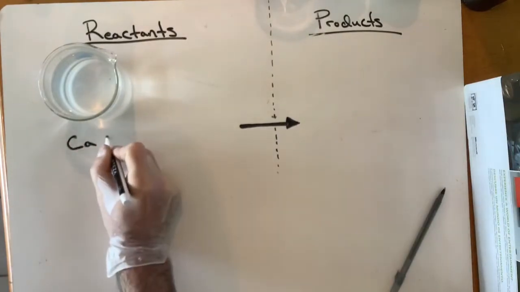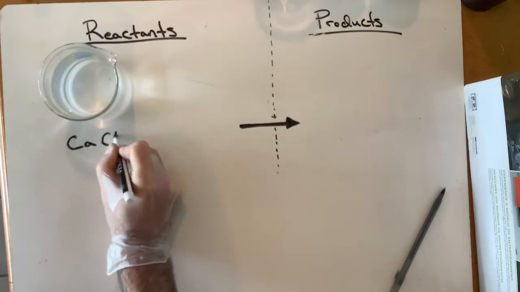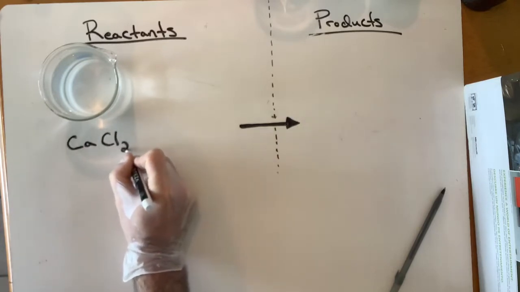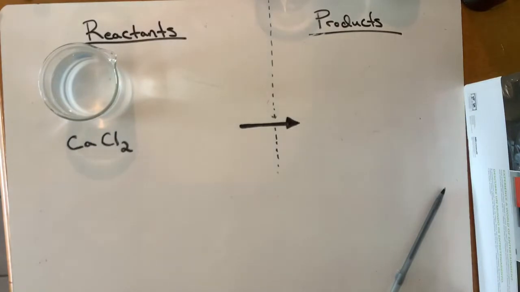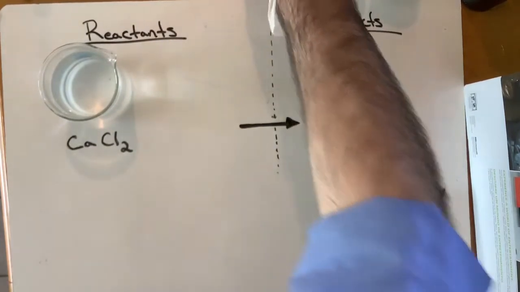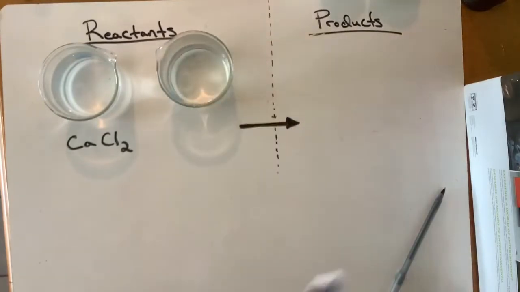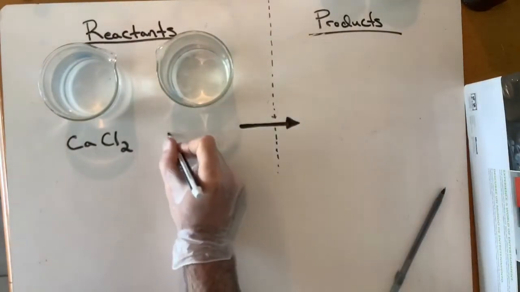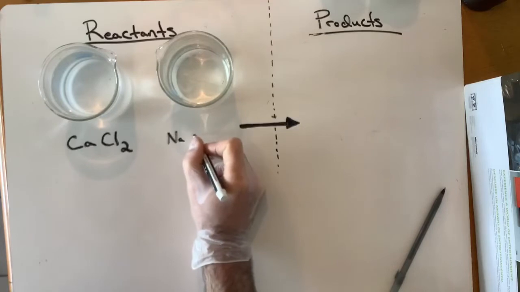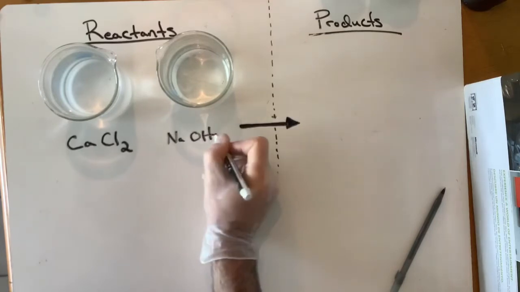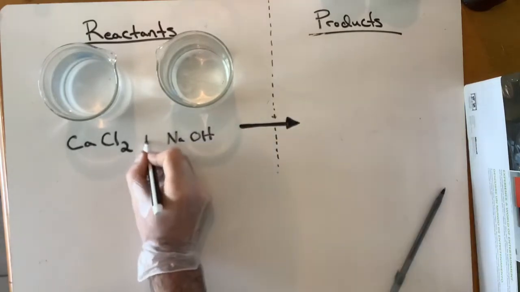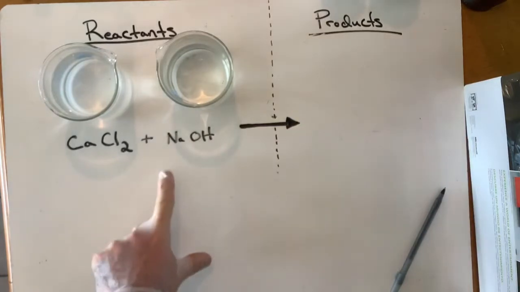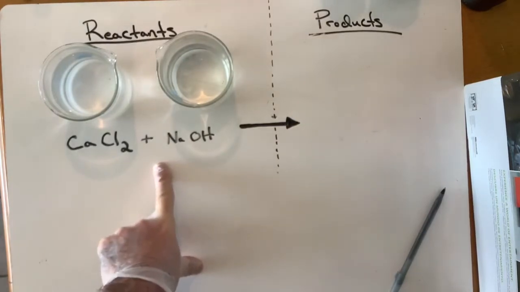Ca. And like I said, we need 2 chlorine atoms there. Okay, so that's our first reactant. The second reactant that I just brought up was called sodium hydroxide, NaOH. And we're going to add these things together as we perform our chemical reaction.